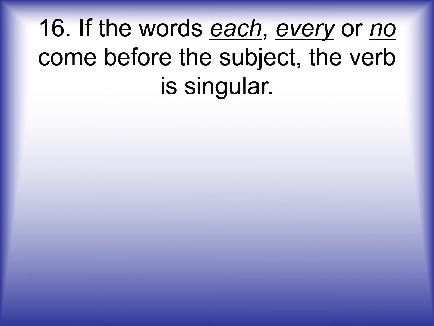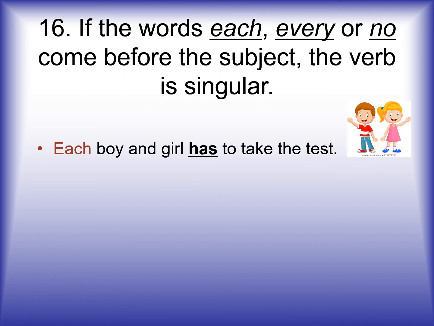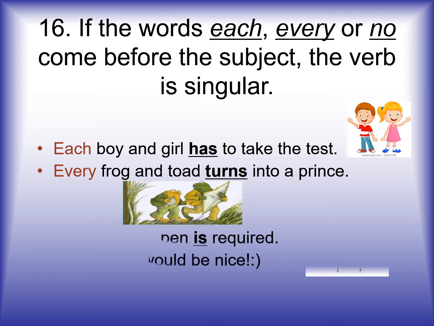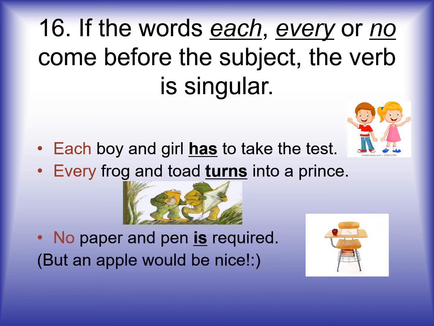If the words each, every, or no come before the subject, the verb is singular. As you can see in this sentence, each boy and girl has to take the test. Every frog and toad turns into a prince. No paper and pen is required. So in every case, we are using the singular verb forms.